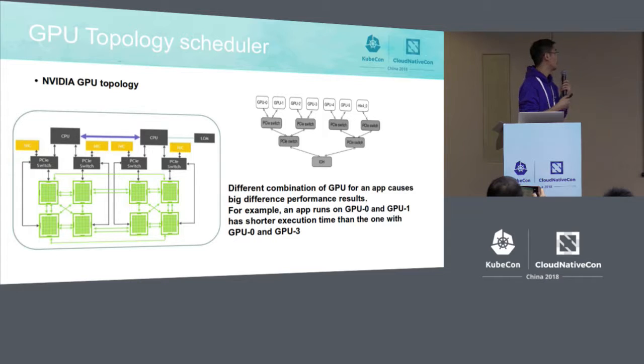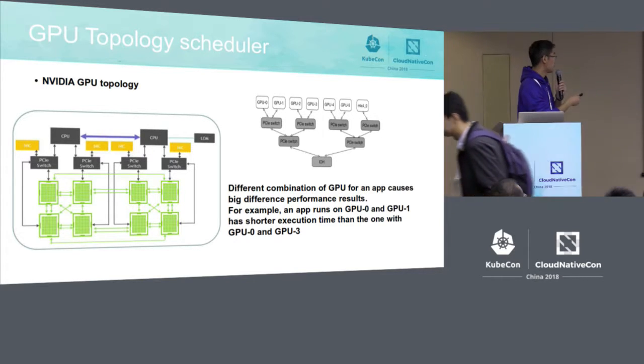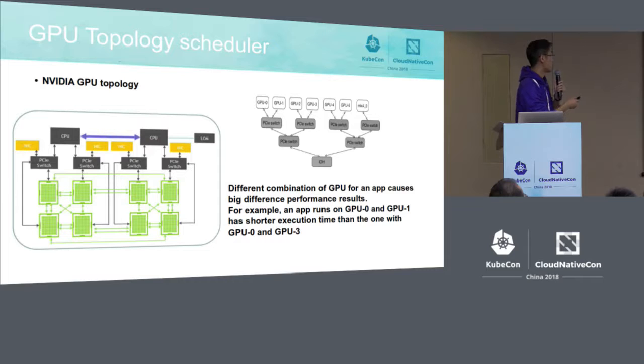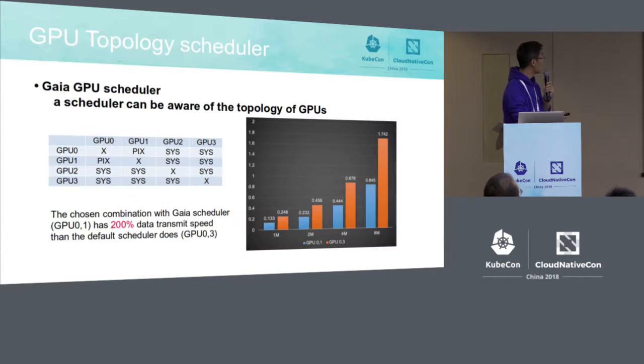As I have said, a GPU is not like a regular device. It has topology. When users' applications are running on different GPU topologies, there will be different results. This is an example. If an app runs on GPU 0 and GPU 1, it runs a lot faster than on GPU 0 and GPU 3.